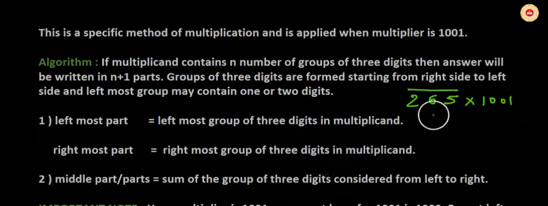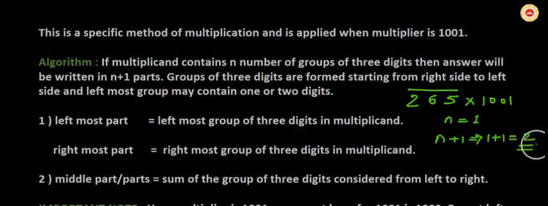So you will have to write answer in 2 parts. Why? Because n is equal to 1. What is n? N is number of groups in the given multiplicand. So n is 1 here. So number of parts in which we will write answer is n plus 1. That means 1 plus 1 is equal to 2. We will need to write 2 groups only.